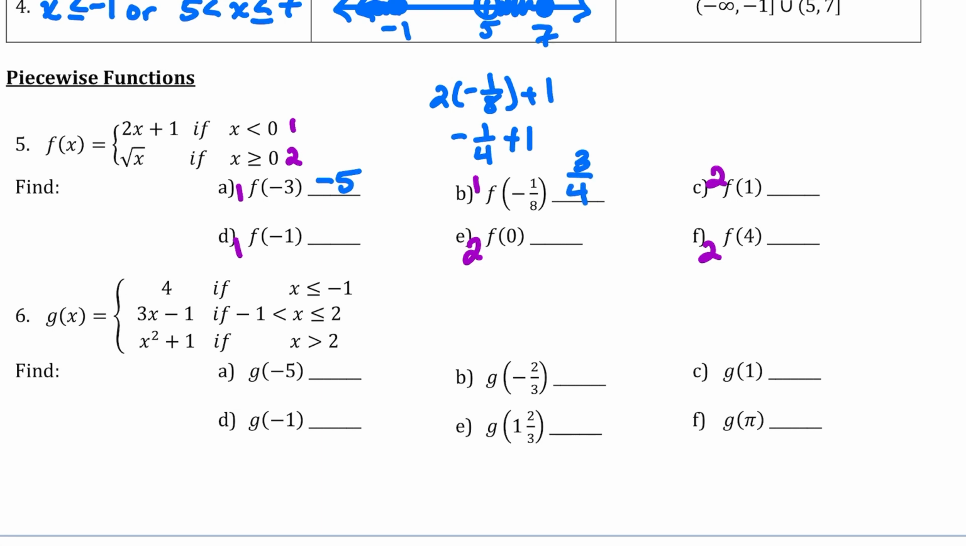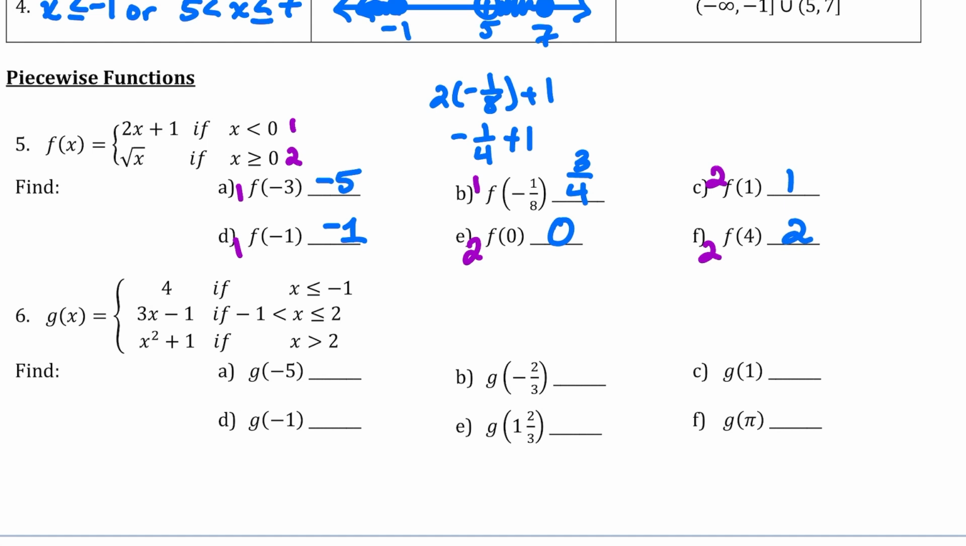If you plug in 1 only into the second one, because again, 1 is greater than or equal to 0, we get the square root of 1 is just 1. f of -1, again, is only going to be plugged into the first equation because -1 is strictly less than 0. So plug in -1 into 2x plus 1, get 2 times -1, -2, plus 1 is -1. If you plug in 0, again, 0 is included in the second equation, so square root of 0 is just 0. Plug in 4 into the second equation, the square root of 4 is just 2.